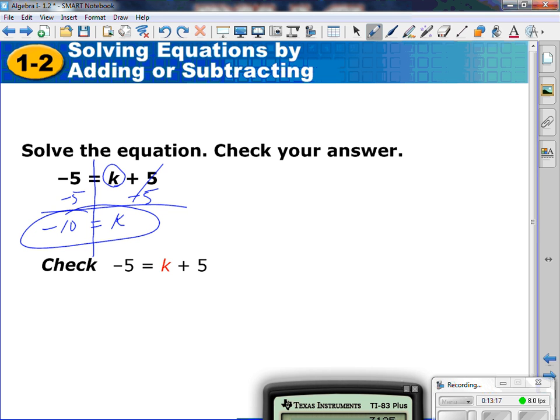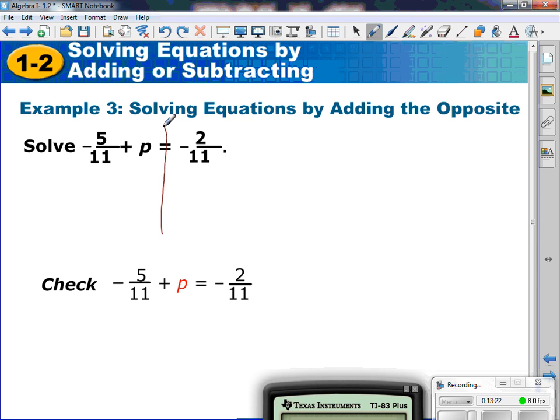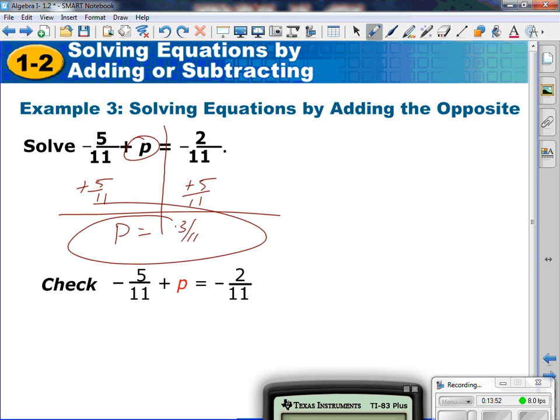Draw the wall. What side is the variable on? It's on the left-hand side. I have a negative 5/11. How do I move a negative 5/11? Add 5/11. Add 5/11. P equals. We already have common denominators, so we're fine. What's a negative 2/11 and a positive 5/11? What's a negative 2 and a positive 5? 3/11. That's not a negative. My pen just touched.